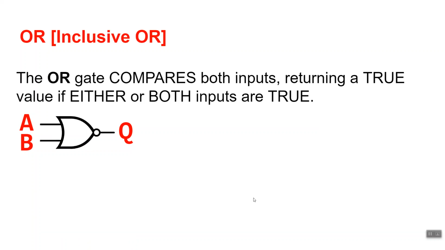That's the AND gate. OR, another way of referring to that is actually inclusive OR. OR is just fine. You don't have to call it inclusive OR.